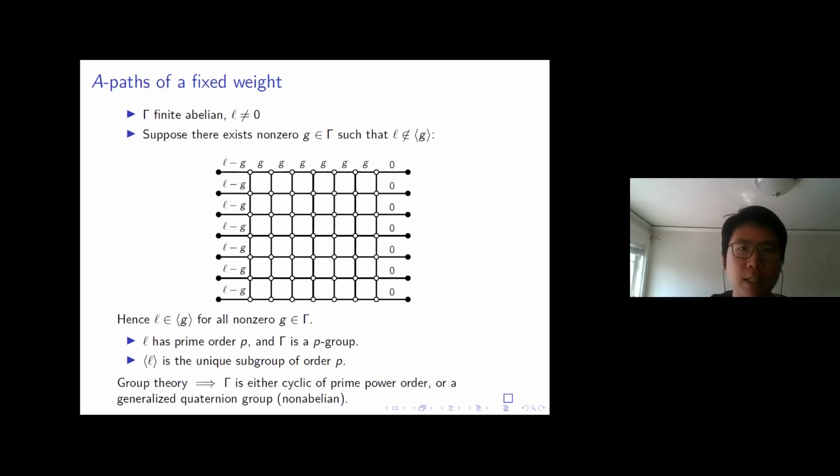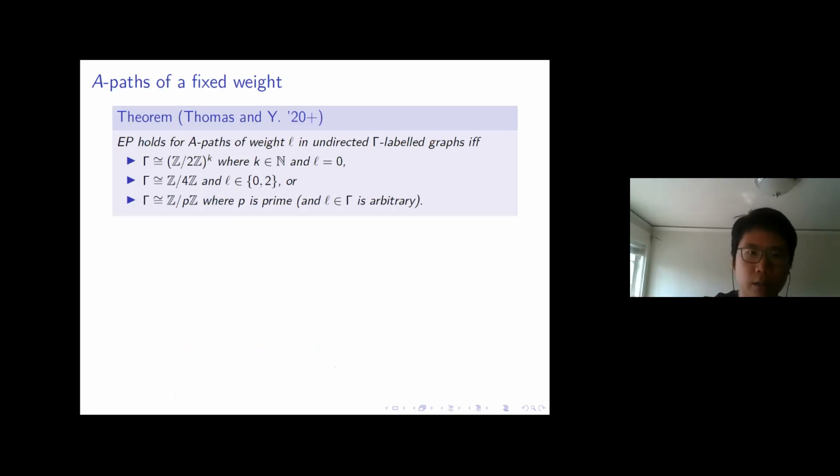So because of this condition that every non-zero element has to generate L, we deduce that the group has to be cyclic of prime power order, because the generalized quaternion groups are non-abelian, and for undirected group label graphs, we only care about abelian groups. Okay, and once we know that it's a cyclic prime power group, it's easy to finish the proof. So I won't go into the details, but just want to mention that this is how we use this group theoretic fact. Okay, so that is the characterization.